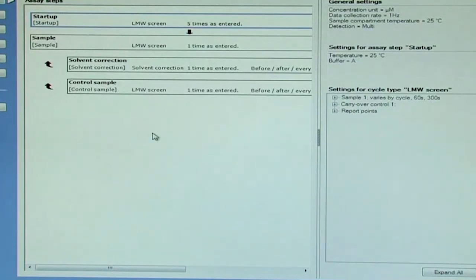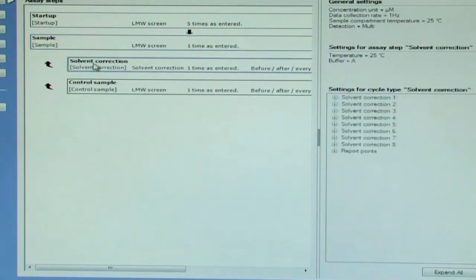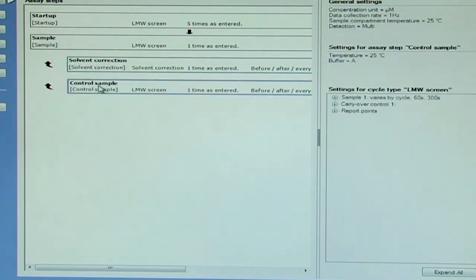So for that we need to prepare a method, and the method has startups 5, one round of sample injection, solvent correction, where 8 different correction solutions are passed on the surface, and the DMSO effect on the responses is subtracted. Control samples like positive and negative controls were also included in this mode.